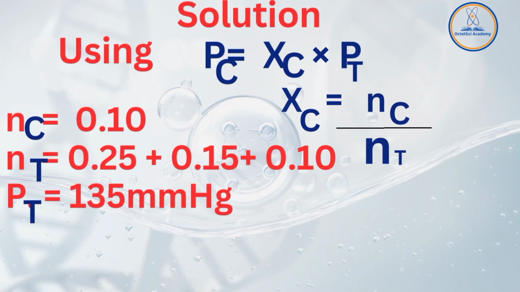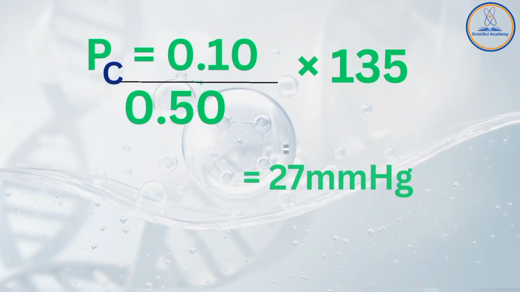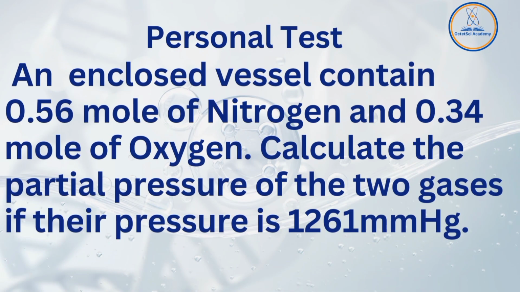For the last gas C, we use the same formula. The moles is 0.10 divided by the total moles. Then we multiply by the total pressure PT. So that is 0.10 divided by 0.50 times 135. Our final answer for the last gas is 27 millimeter mercury. So at this junction, we have been able to find the partial pressure for each gas.